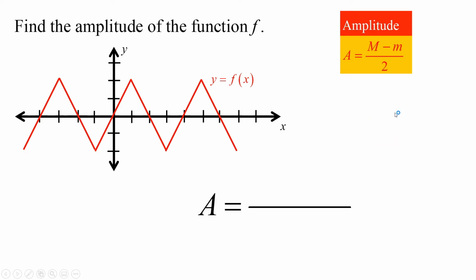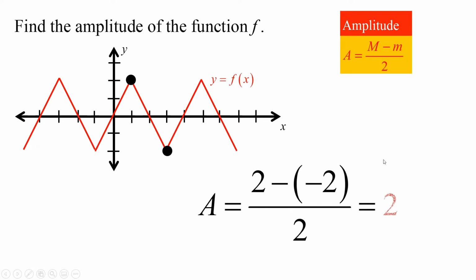So let's do the arithmetic. What's the max of this function? 2. Minus, what's the min of this function? Well, what's that y value right there? -2. 2 minus -2 is 4, and then I divide that by 2, and 4 divided by 2 equals 2. So that piecewise linear function has an amplitude of 2.